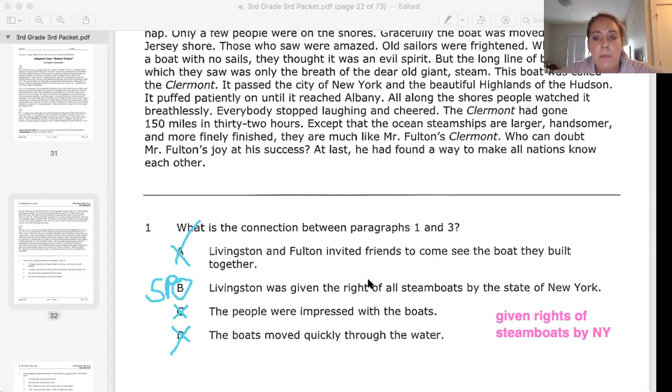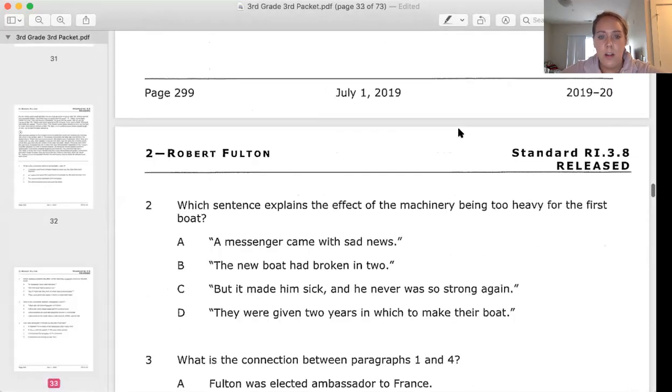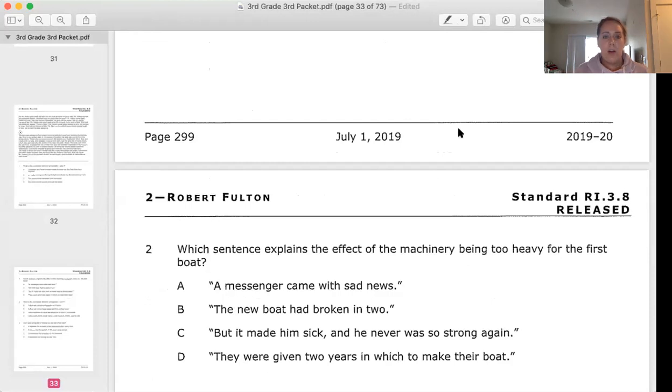If you need more time, please pause your screen and we will go on to question 2 when you are ready. Okay, so again, let's look at question number 2, which sentence explains the effect of the machinery being too heavy for the first boat. Okay, so we need to think of effect. So basically, what is the problem? What happens because the machinery was too heavy for the first boat? So what do we need to do to our question number 2?